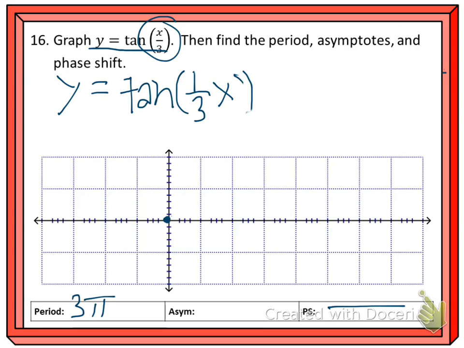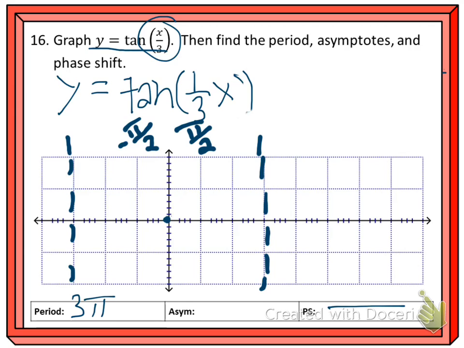It is still the center of this tan graph, and we want it to cover 3 pi. So if this right here is going to be pi over 2, and this is negative pi over 2, we want to make sure that our graph covers this right here is 1 pi, 2 pi, and to be even, 3 pi. So our graph is going to be between those points, which is going to put our asymptotes right here and right here.